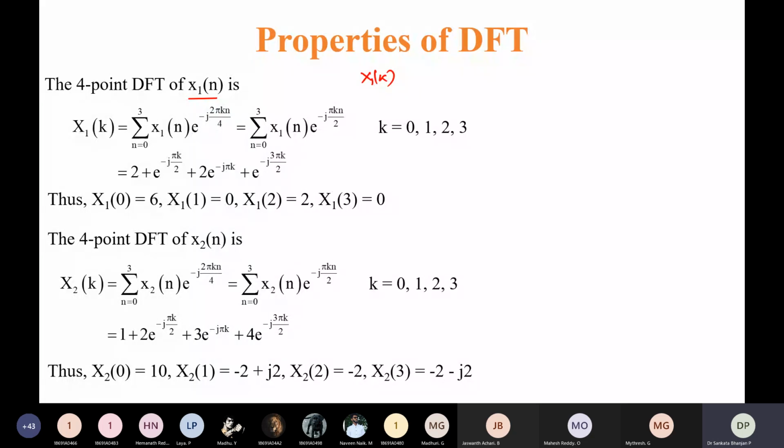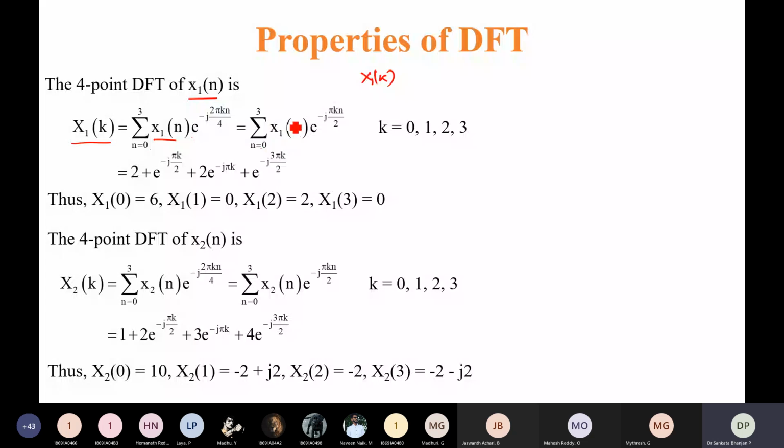So first, we already calculated this, but here you have to calculate X1 of k, which is equal to the summation for n equal to 0 to 3 of x1 of n into e to the power minus j 2 pi kn divided by 4. You can find the formula directly because we already practiced many DFT problems. Now you have to substitute n equal to 0 to 3 for each value of k.